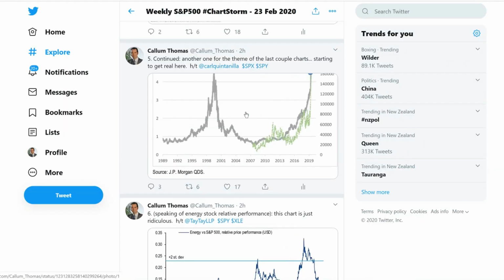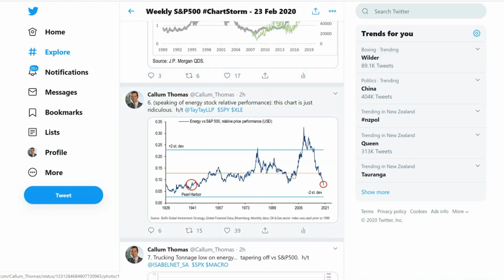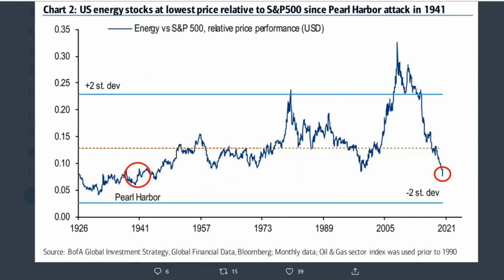Now, back in that previous chart, we had tech versus energy, and this is a different angle on that. Speaking of energy stock relative performance, this chart is just ridiculous. So let's look at it. It's the energy sector versus S&P 500 relative price performance, going all the way back to the 1920s. Monthly data. Oil and gas sector index was used prior to 1990.